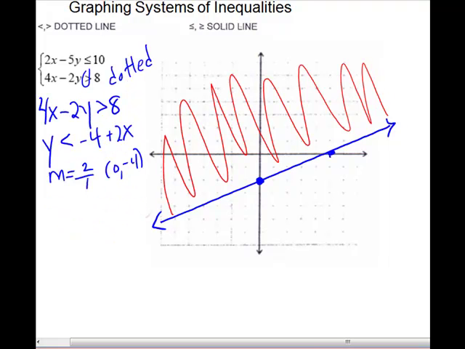For my next line, or inequality, 4x minus 2y is greater than 8. I rearranged it to slope-intercept form. So my y-intercept will be 0, -4. So don't go over, but go down 4. There's my first point. I'm going to go up 2 and over 1, and do it again, up 2 over 1. So a little bit steeper line. This line is supposed to be dotted because there was no equals.